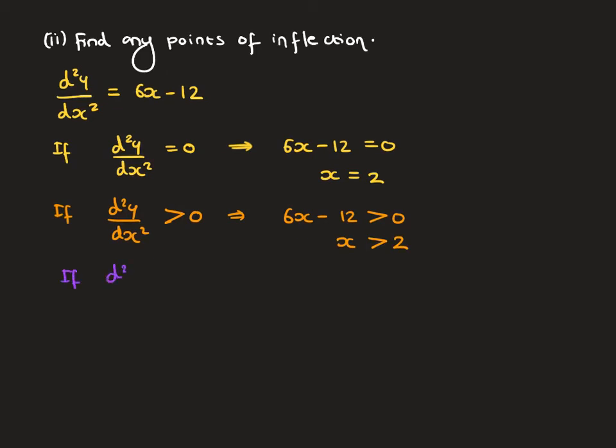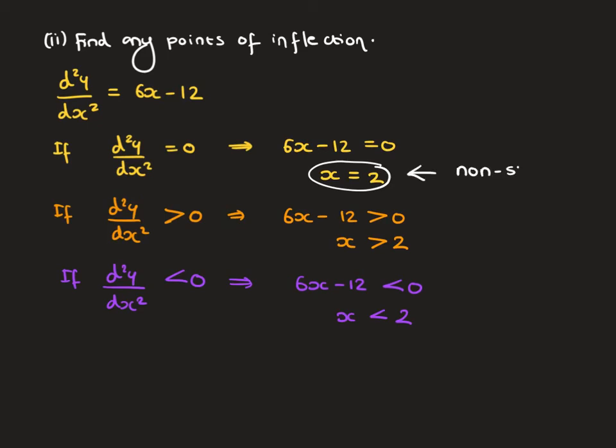If I set d2y by dx squared less than 0, this leads me to 6x minus 12 is less than 0, or x is less than 2. So the second derivative changes from negative to positive either side of the point x equals 2. So x equals 2 is a non-stationary point of inflection.